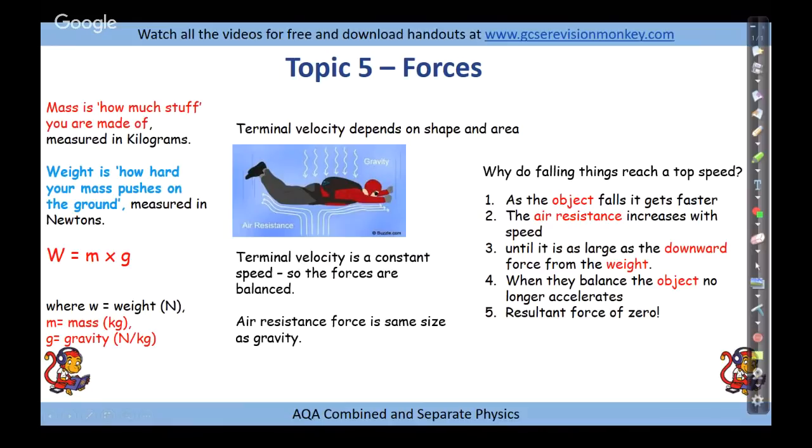Air resistance increases with speed. So as you fall faster, you're pushing more air out of the way each second, so the air resistance is more. The air resistance increases with speed until it is as large as the downward force from the weight. When they balance, the object no longer accelerates. The resultant force becomes 0. When the resultant force is 0, it's not speeding up or slowing down.